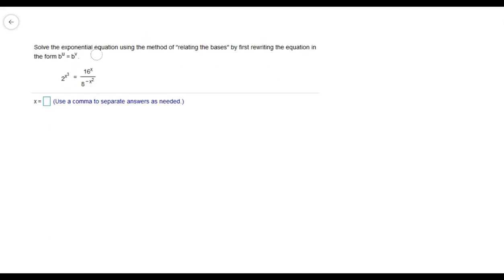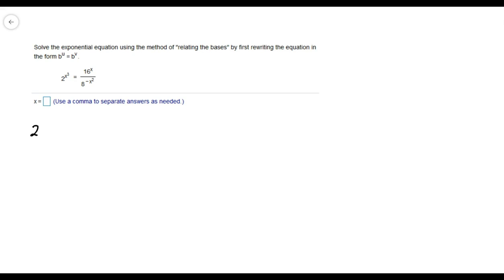Solve the exponential equation using the method of relating the bases by first rewriting the equation in the form b to the u equals b to the v. So we want on both sides to have the same base so that we're able to simplify the equation saying that this exponent is equal to this exponent. So my equation is 2 to the x cubed equals 16 to the x over 8 to the negative x squared. Looks a little bit messy, but we're going to take it step by step.